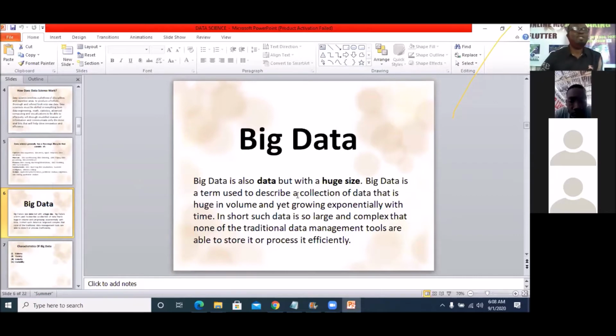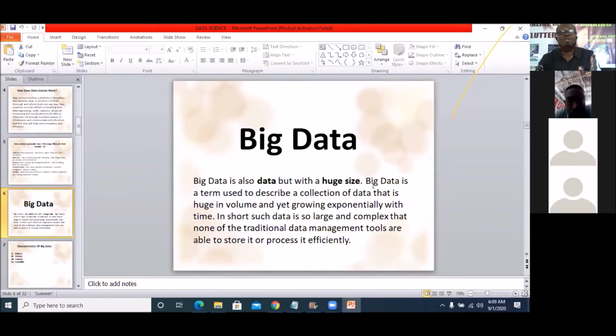Is that clear? Data scientists are able to do this using machine learning. They're able to analyze such data. But statisticians are very good with the normal data that you have. Can you see the difference? Data scientists are able to take on big data and still run the same analysis, produce graphs, produce bar charts, and everything for you. Do we get the difference? That's why we say big data is also data, but this time around, it has what? Huge size.